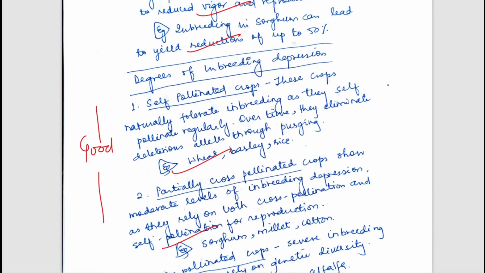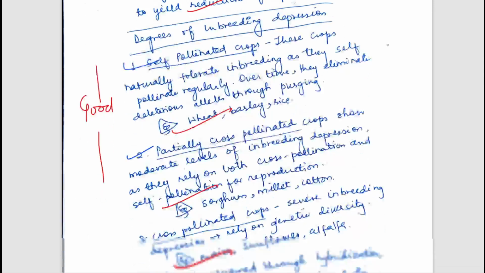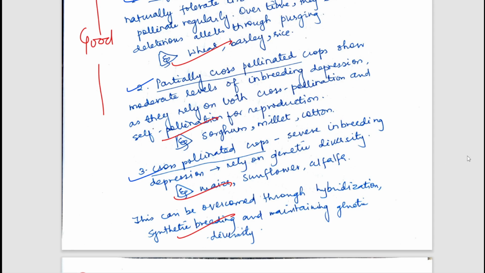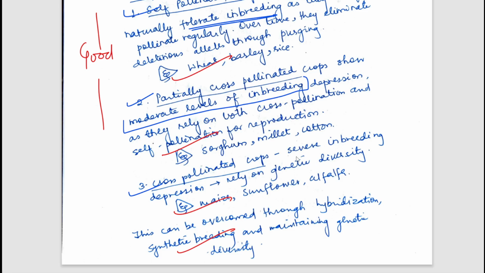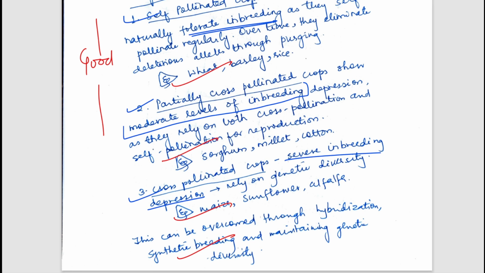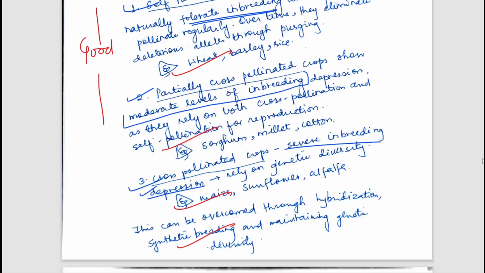Now there are various degrees of inbreeding depression in self-pollinated crops, partially cross-pollinated crops, and cross-pollinated crops. In self-pollinated crops you will find that they are generally more tolerant to inbreeding depression, whereas in partially cross-pollinated crops we will see a moderate level of inbreeding depression, and in cross-pollinated crops we will see severe inbreeding depression. So these are the various levels of inbreeding depression: none, moderate, and then severe.